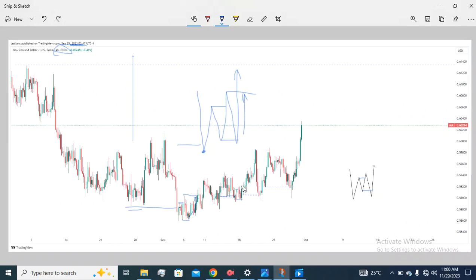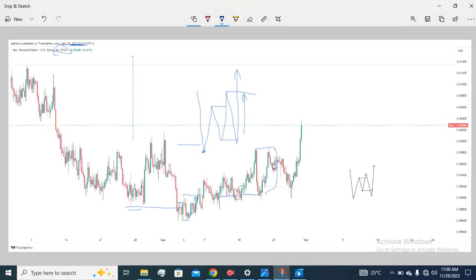So this first break of structure here, we took the guy, ta-da, boom. But this was our target. We took it here. Sweep of liquidity, first break of structure right here. This lower low here, there's one here, there's one here, becomes our target. This here and here becomes our target. Then we ride to our target. Ta-da!